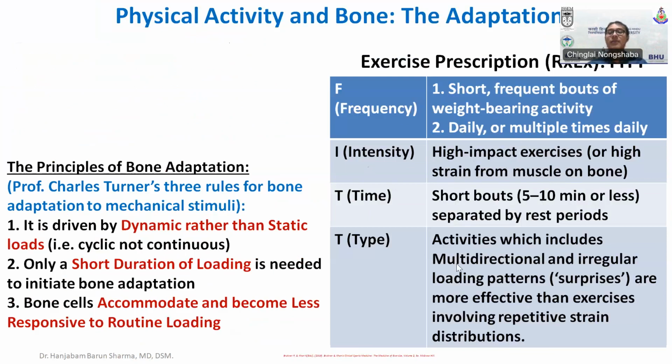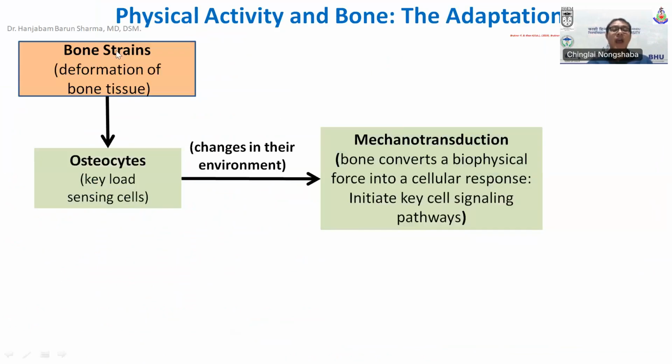And the type of activity includes a multi-directional, irregular loading pattern containing a surprise element, which is more effective as compared to exercise involving a repetitive routine strength pattern. So one has to understand this. And one also has to understand certain physiological bases for bone adaptation. For example, the key load sensing cell is the osteocyte, which senses the bone strain, that is, the deformation of the bone tissue, by the change in their environment.